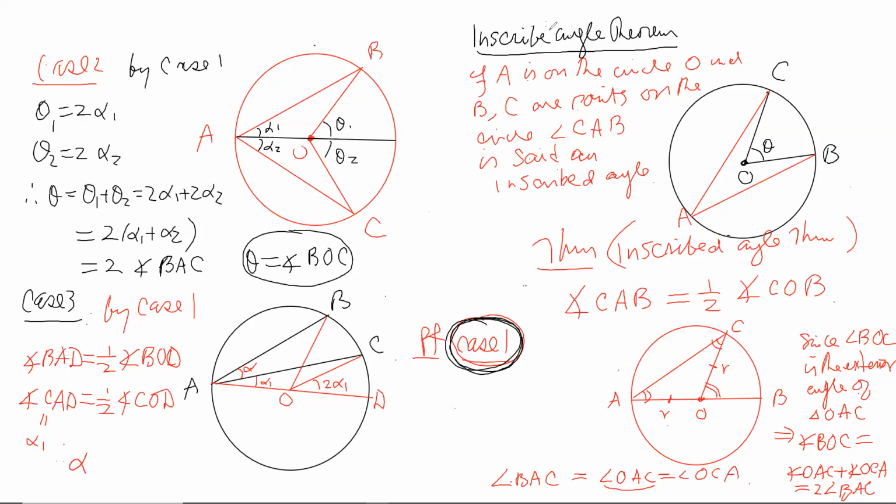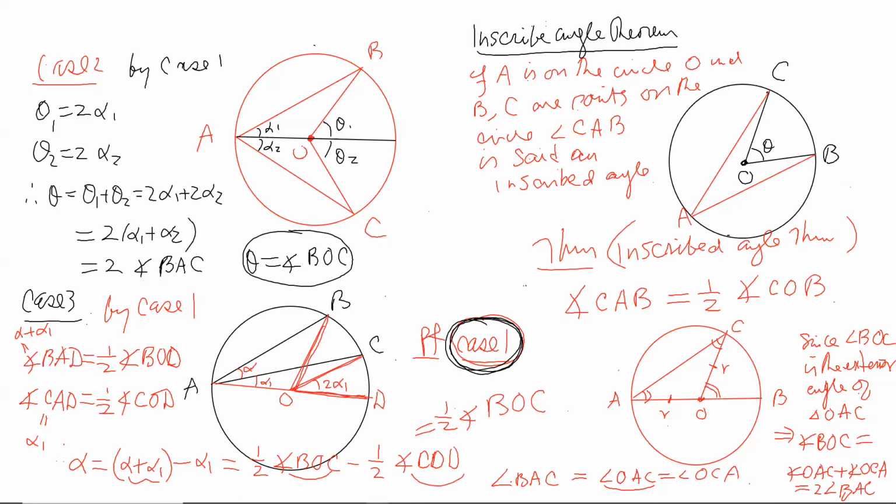So therefore what? Alpha equals alpha plus alpha 1 minus alpha 1. Do you agree? Alpha plus alpha 1 is this angle. So that's equal to 1/2 of the BOD, agree? Then minus 1/2 of the angle COD there, right? Now what is that? BOD minus COD is BOC there. You agree? Are you with me? Okay, so that's how you prove this.